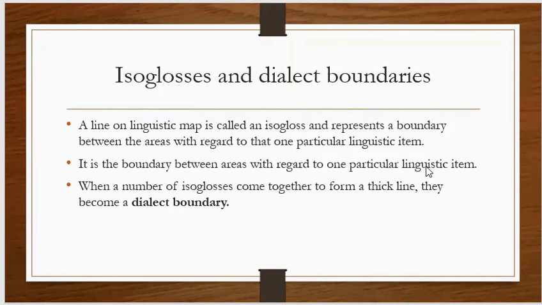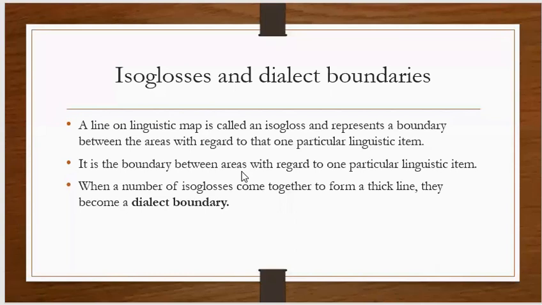But people are using a different word, but that doesn't mean they are using a totally different variety of language. Now it is only the choice of word that is different, right? Now when a number of isoglosses come together to form a thick line, they become a dialect boundary, right? Now they keep on asking for different linguistic choices, like as it was for bucket, then it can be for paper bag, it can be maybe for bread, it can be for milk, it can be for so many words, right? Linguistic choices.